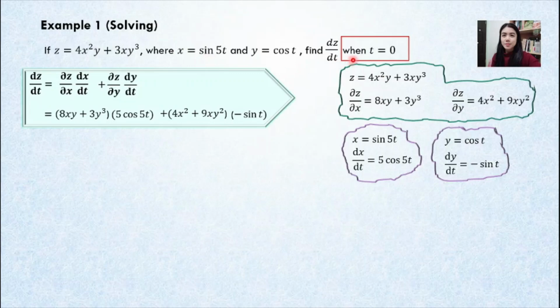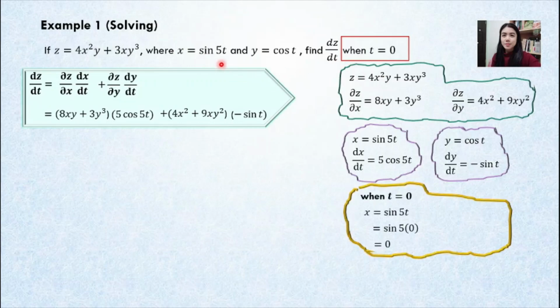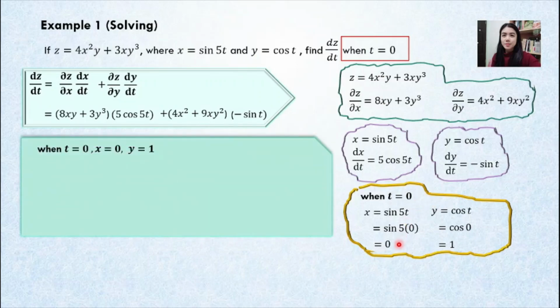When t is equal to 0, your x is sin 5t, so you substitute t as 0 into here, then x is equal to 0. The same thing happens for y, which is cos t. Since t is 0, you substitute here, you have y equal to 1. So it means that when t equals 0, x is 0 and y is 1. Now you have the information about t, x, and y.